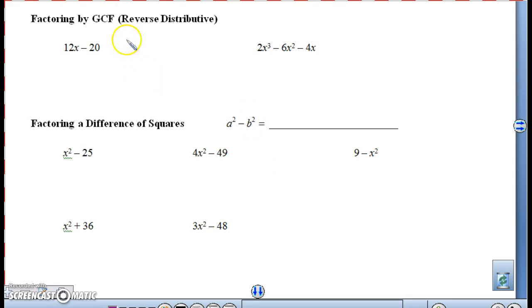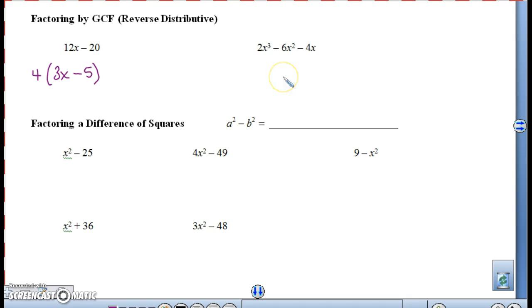When you do that, you find a GCF of the entire polynomial. 12x minus 20 has a greatest common factor of 4. So I can factor 4 out of each one of these. So I put my GCF of 4 out in front, and then I divide each of the terms by the GCF. 12x divided by 4 is 3x. Negative 20 divided by 4 is negative 5. So 4 times 3x minus 5 is 12x minus 20 factored. If I were to re-multiply this by the distributive law, I will get 12x minus 20 back.